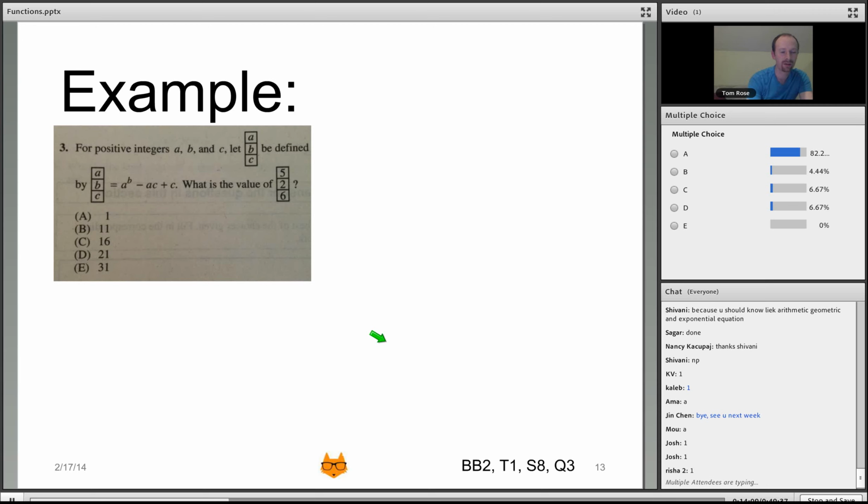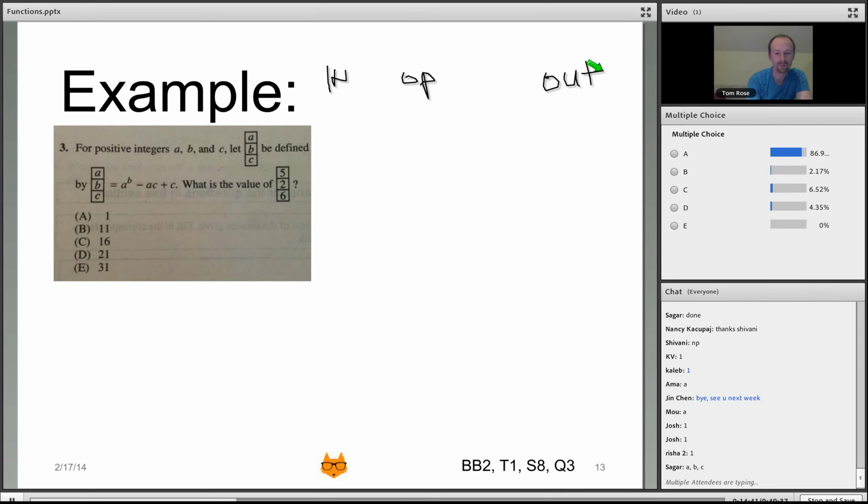For positive integers a, b, and c, let this funky thing be defined by, and they give you an expression. So let's keep track of our input, our operation, and our output. So here's the input. We'll keep track of our operation, and we'll keep track of our output. So in this particular case, the input is what? What do you have to send into this thing? Type this into the chat window. A, B, and C, exactly.